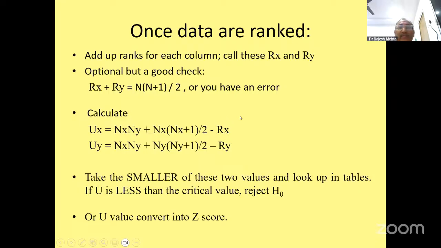Now, why do we take this? Because out of these two, Ux and Uy, we are going to select the smaller value, and that we are going to convert into a Z score. If you have any question, you can ask now or later also. Now, let's go for the actual calculation.